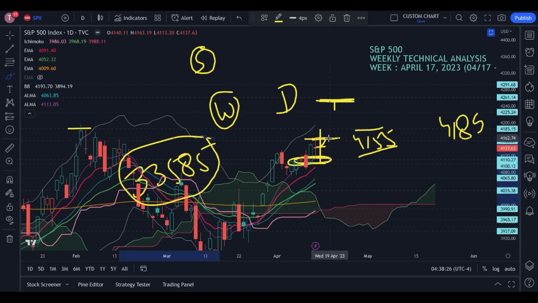Now the question is what happens if it breaches 4155 or 4160? The next level that will be there in the picture will be 4185, and the previous high of the candle, that was 4195.